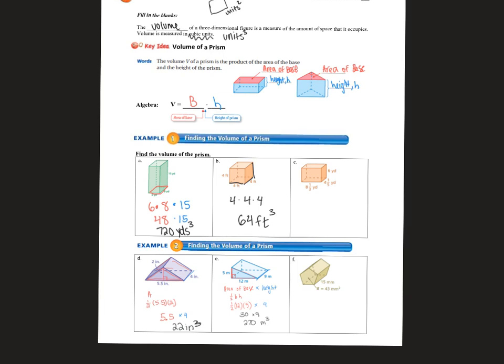It's a little easier to find the volume of a prism when the base is a rectangle, because then you can just multiply all three numbers together. Again, you cannot do that for the triangular ones.